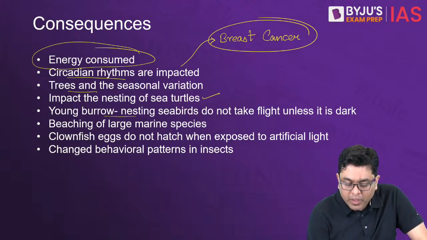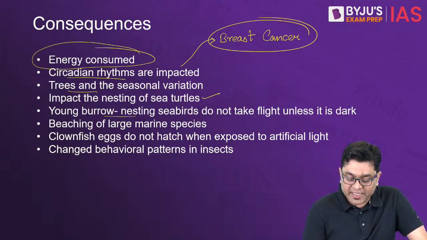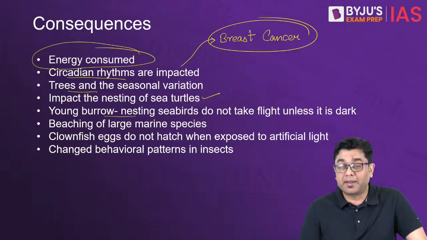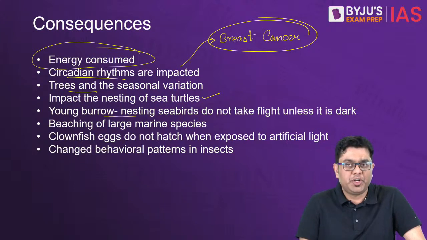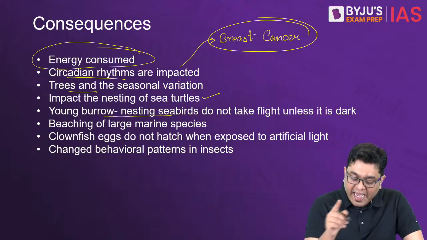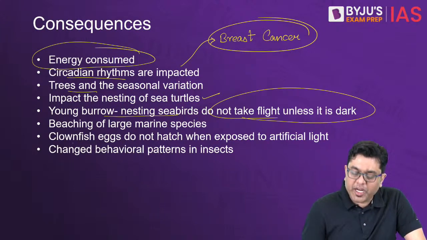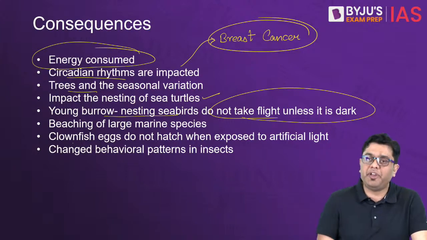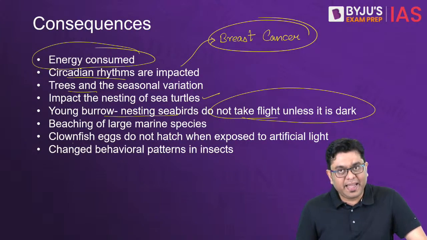The young burrow-nesting seabirds do not take flight unless it is dark. So in case you have artificial light, they never take flight, as is the case with clownfish eggs, which do not hatch when exposed to artificial light. So many of the larvae die within the eggs itself.